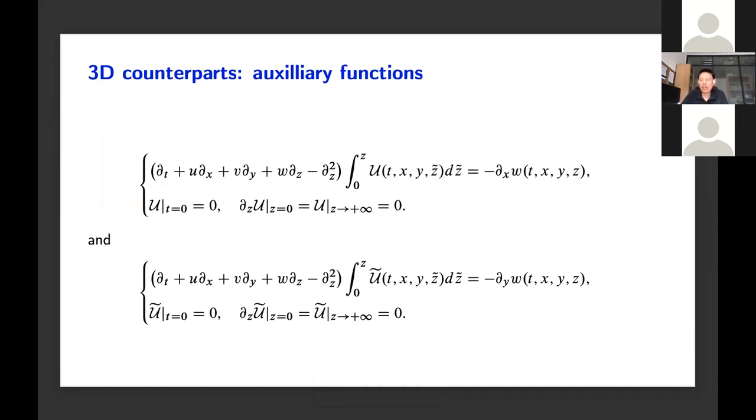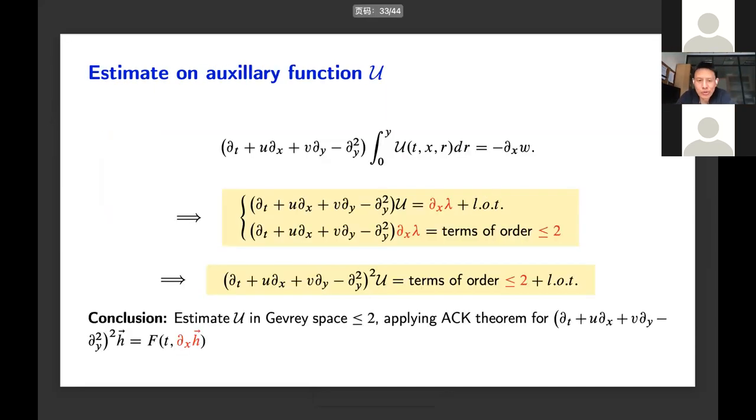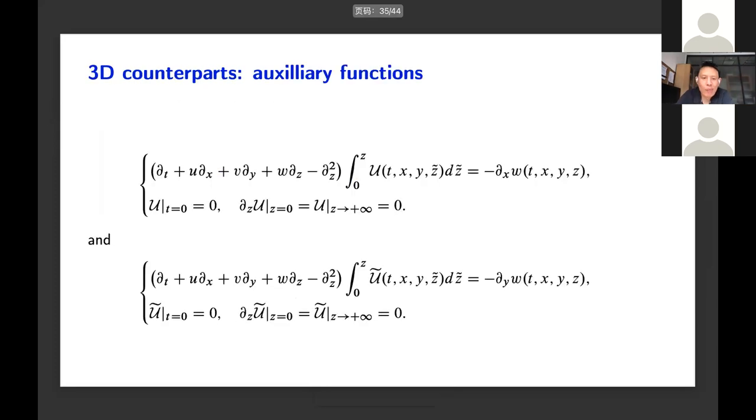Finally, I explain how to prove the three-dimensional case. For the three-dimensional case, we use those derivatives in two components. We just need to modify the argument slightly. For example, this W stands for the normal component.